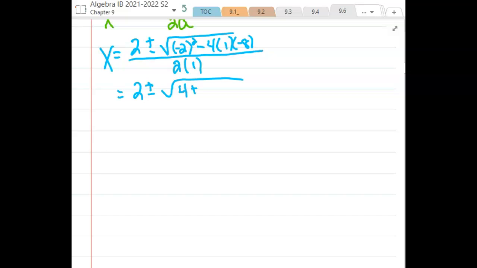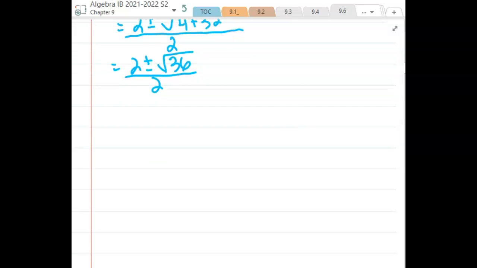And then we'll take 4 times 1, which is 4, times 8 is 32, all over 2 times 1 is 2. I promise you, if you can get past that step, you can start seeing the light at the end of the tunnel. Okay? Next thing, I can't do anything with the 2 plus or minus. Underneath the radical, I can take 4 plus 32. We get 36. Still all over 2.